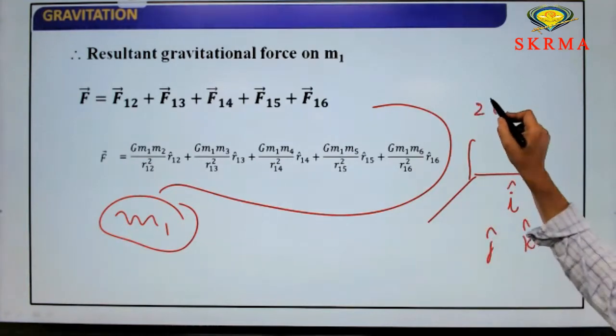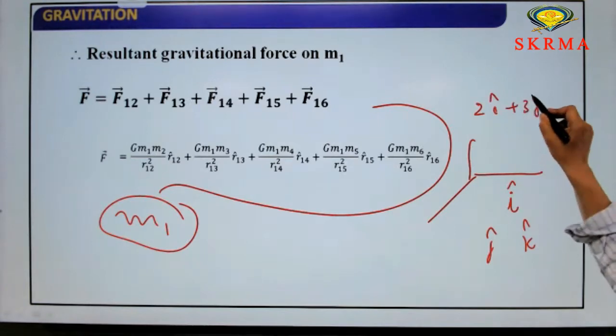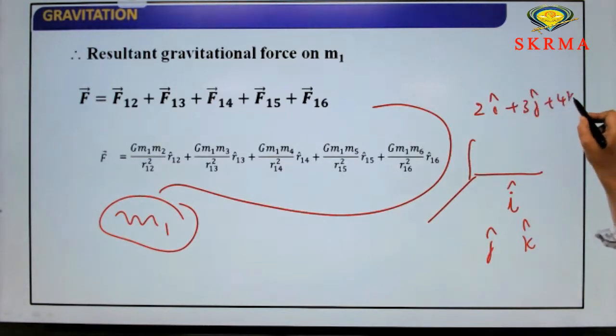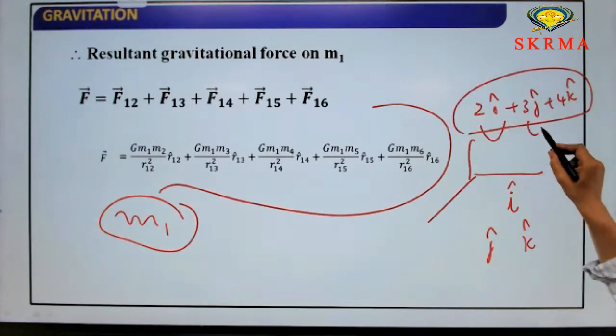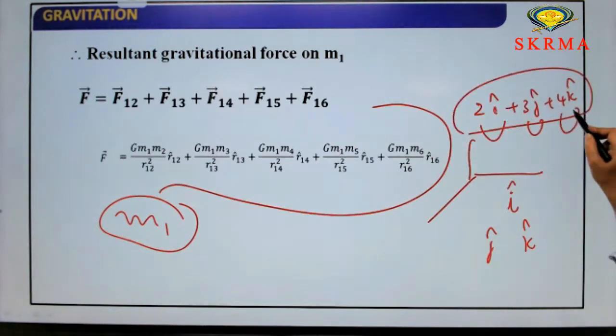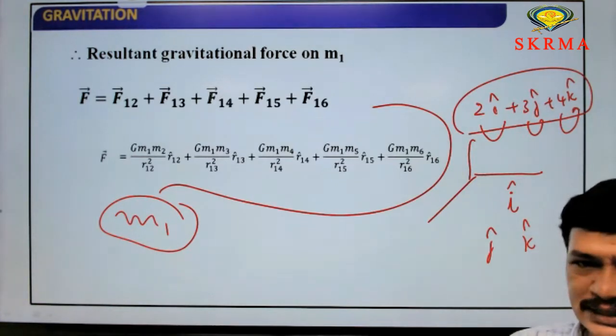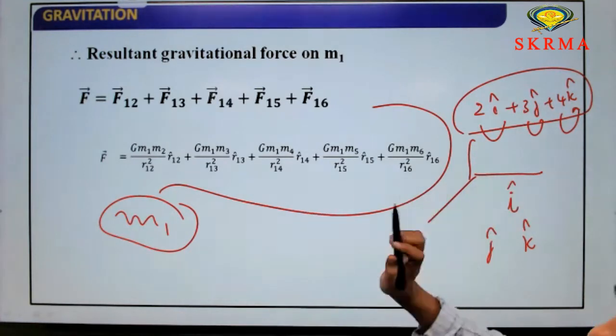Suppose this is a force vector, 2 I cap plus 3 J cap plus 4 K cap. This is a force vector, nothing but 2 units of force acting along the I direction, 3 units along the J direction, and 4 units along the K direction. It means the algebraic sum of all forces.